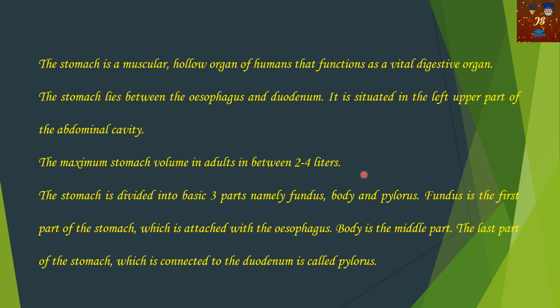The stomach is divided into three parts as we have gone through: fundus, body, and pylorus. Fundus is the first part of the stomach, which is attached with the esophagus, better to say with the esophageal sphincter. Body is the middle part, and the last part of the stomach is connected to the duodenum, that is called the pylorus.